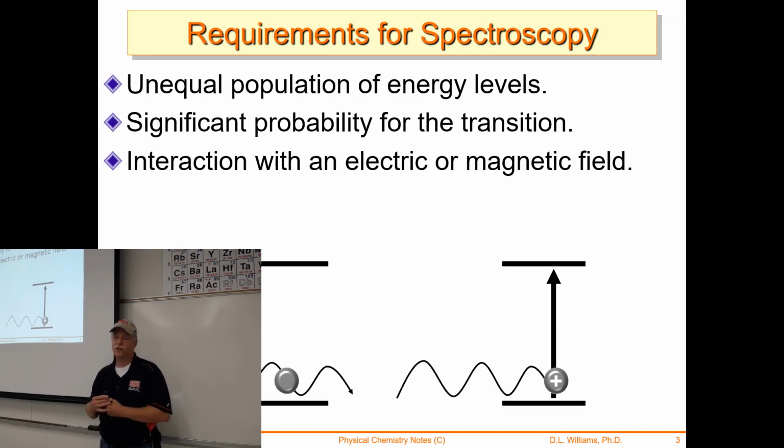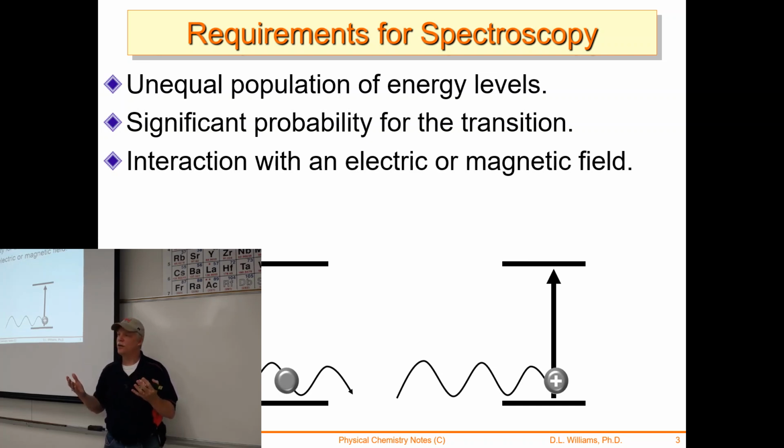And so we need also an unequal population of energy levels. Because if the particle absorbs that photon of light and goes to a higher transition, but you have a molecule that's in the higher transition and it gets hit with light and is stimulated to emit, you're going to see the same amount of light on the other side. And so you won't notice that transitions have occurred if the populations are exactly equal.